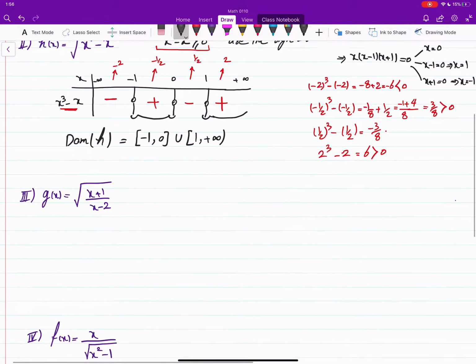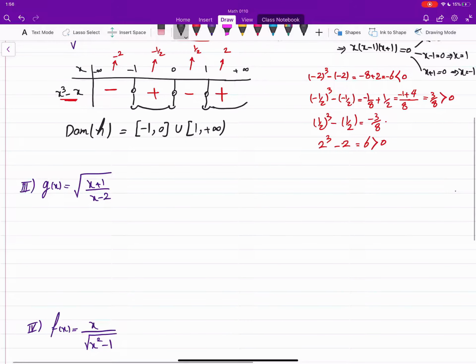Let us do this one. Again, we have a square root and we have a denominator here. So the first thing is that we want to make sure that the denominator is non-zero, and the second thing is that the whole thing under the square root is bigger than or equal to 0.